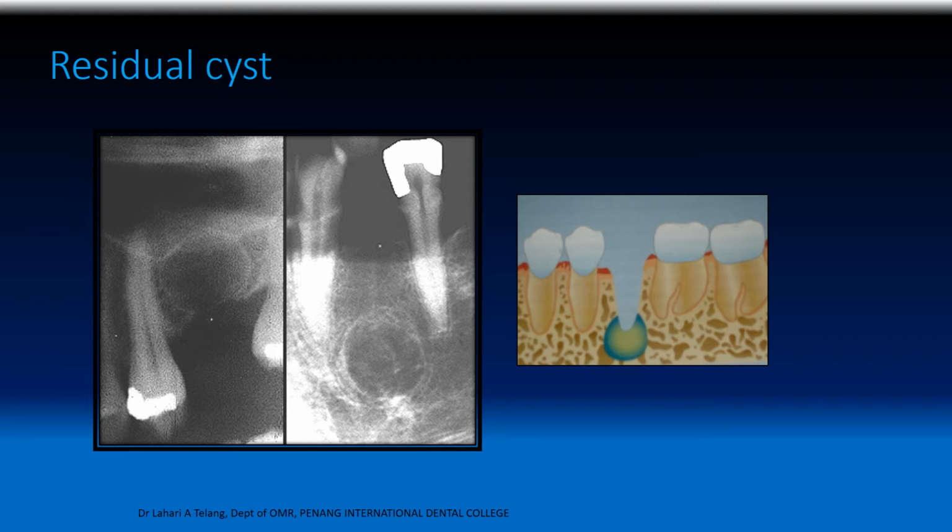A residual cyst is a term given to a cyst that is left behind after extraction, when the cystic space has not been surgically debrided. This is the reason why I stress again and again that even if there's a root stump, it's important to take a radiograph before extraction is performed.